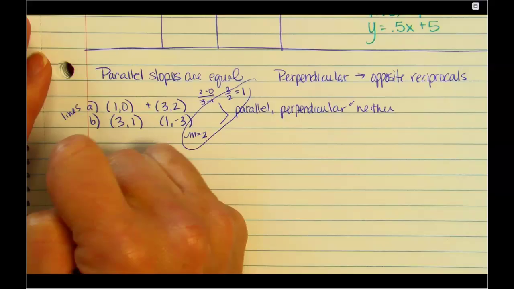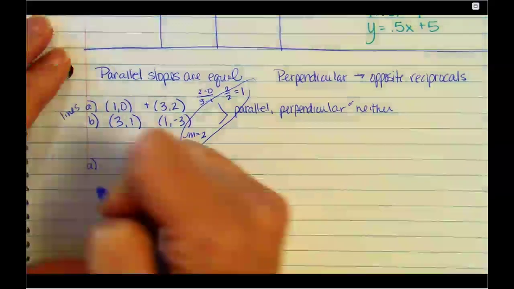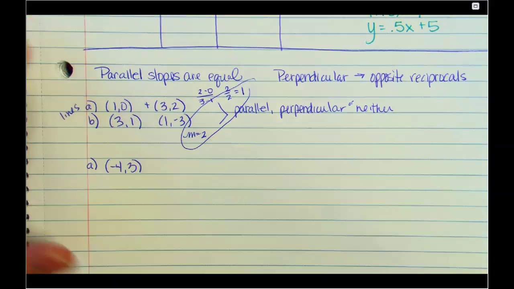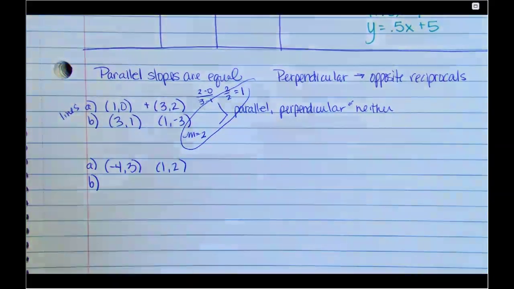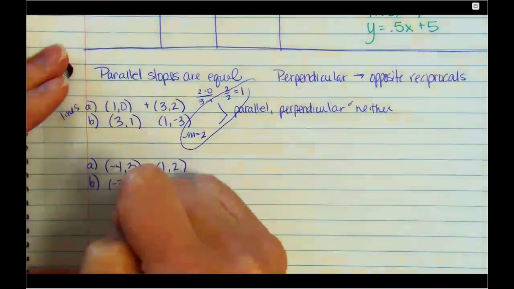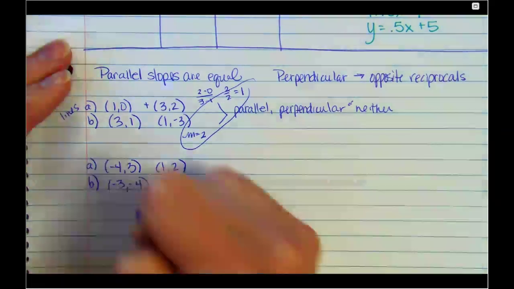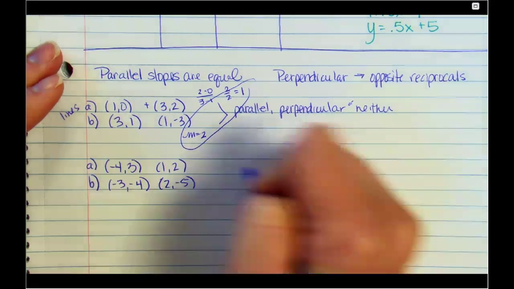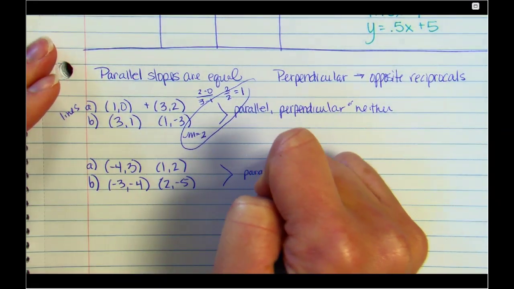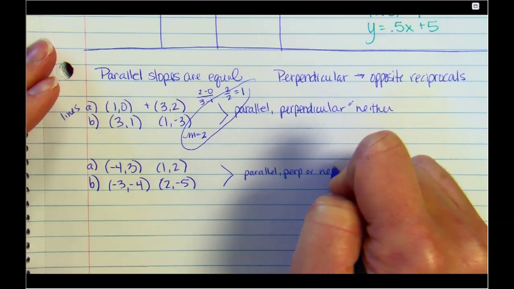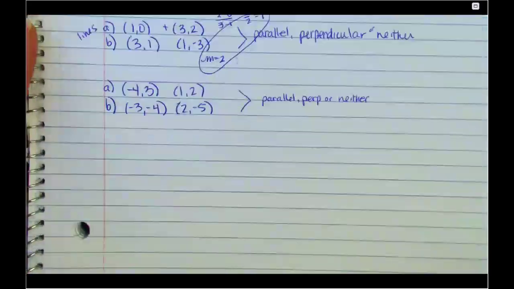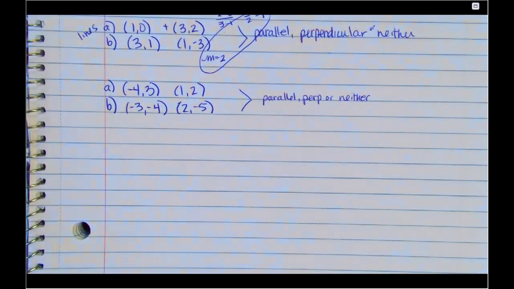Okay, so same question. Here is (-4, 3) and (1, 2). That's line A. Line B is (-3, -4) to (-5). Same question. Are they parallel, perpendicular, or neither? Sometimes people see this and they freak out. They're like, I don't know. You have to kind of read between the lines. I'm asking you to find slope because parallel and perpendicular are all about the slope.